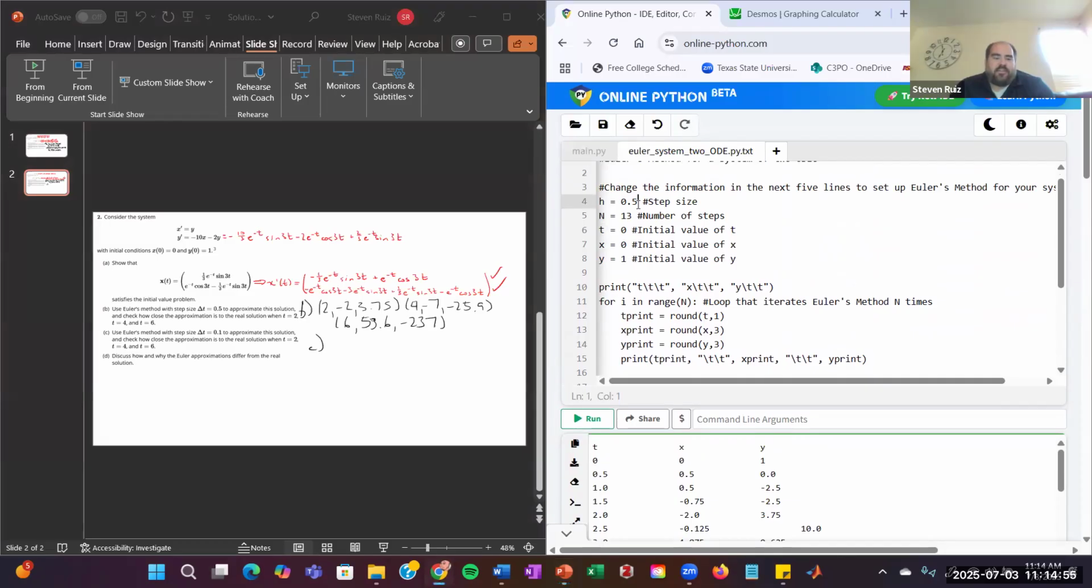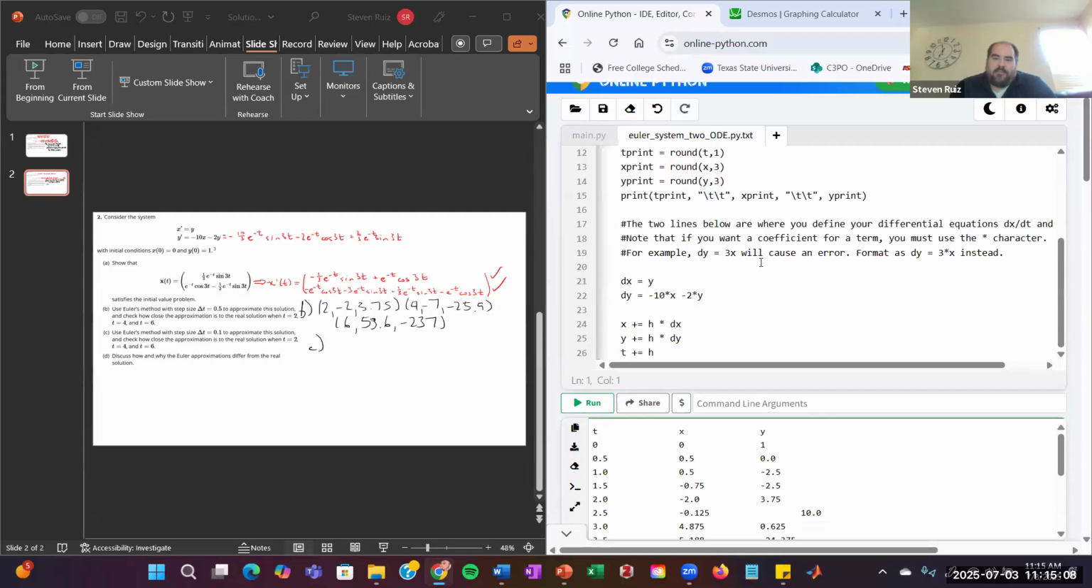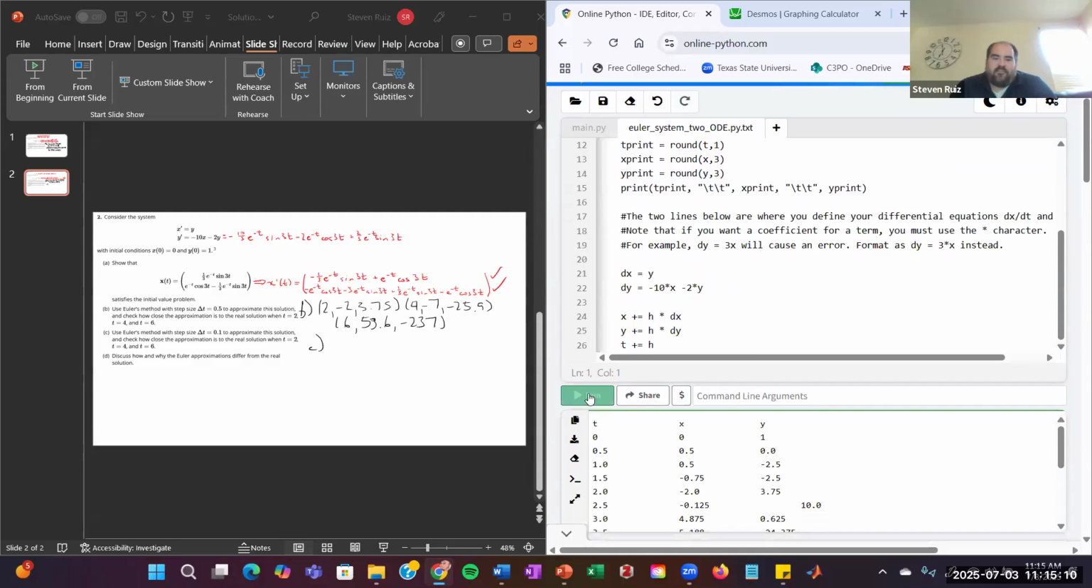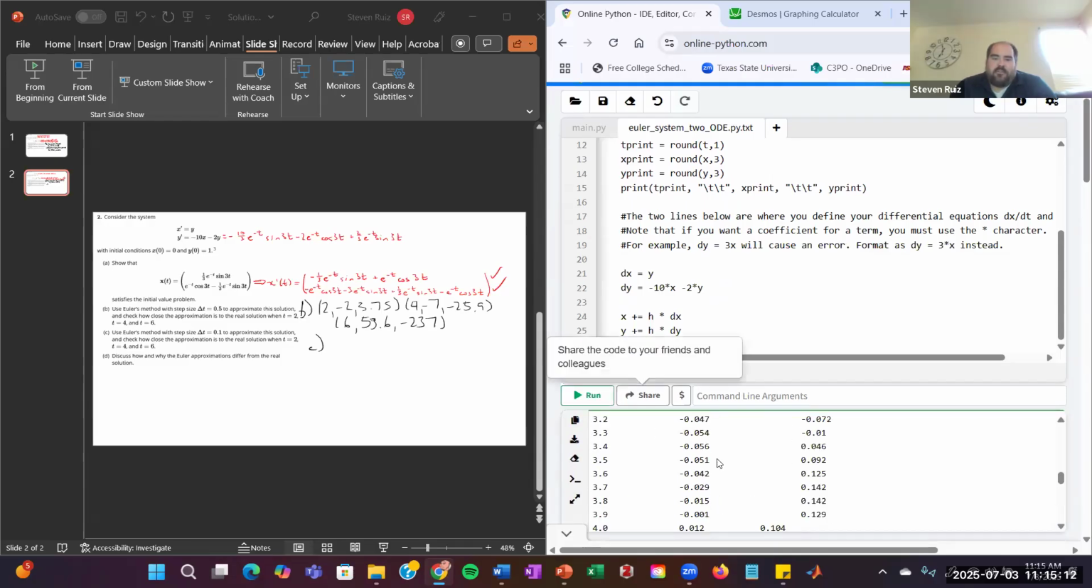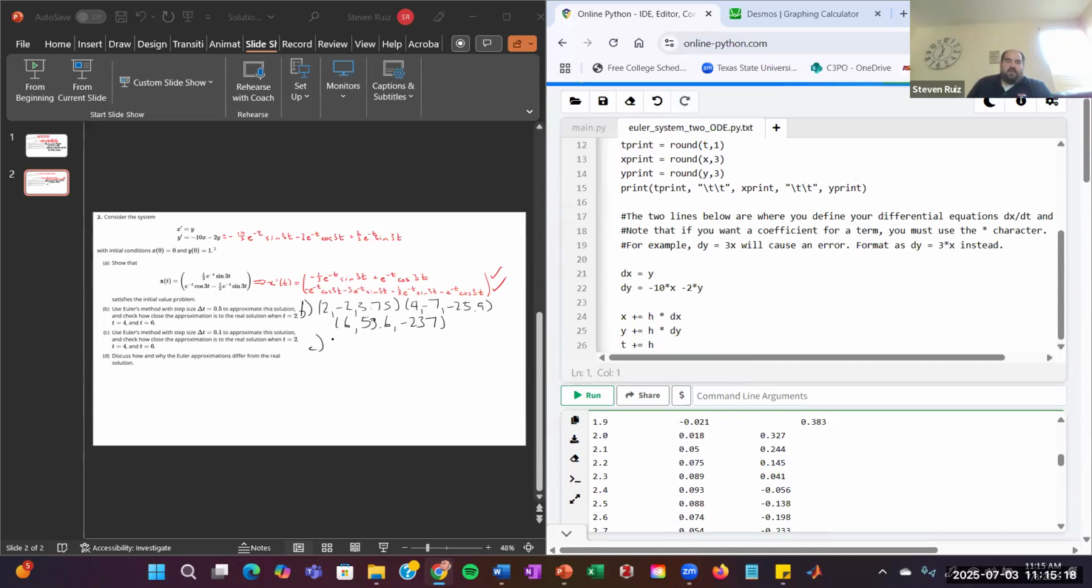Okay, next thing I want to do is shrink the step size to 0.1, which means I need to look at more steps. 61. And that should be enough. Same equations. All right. Now what are we looking at? Okay, these look markedly different.